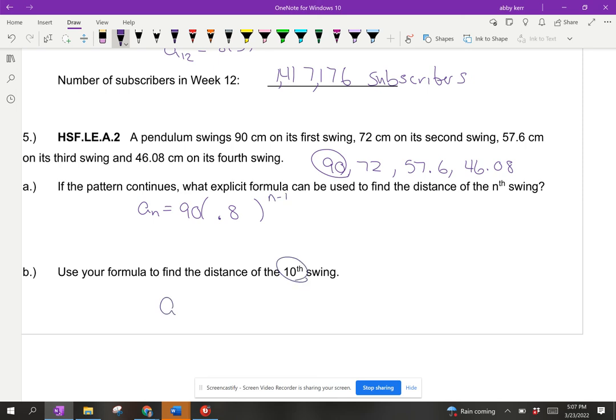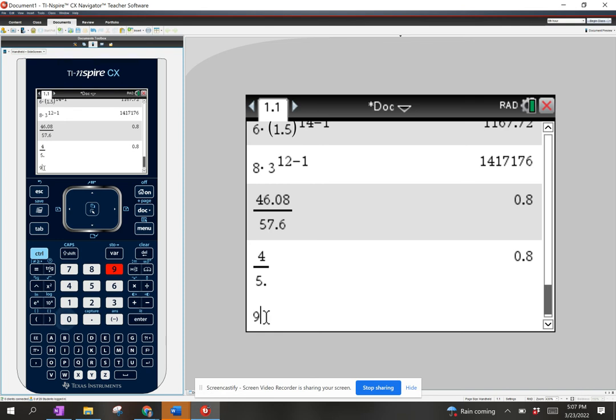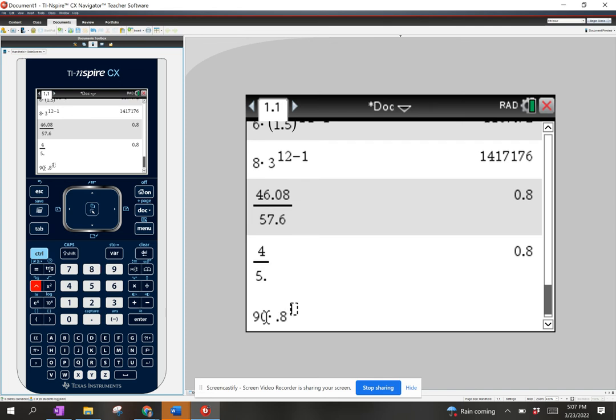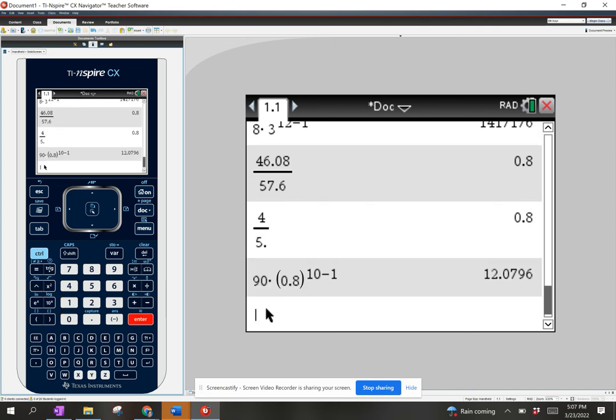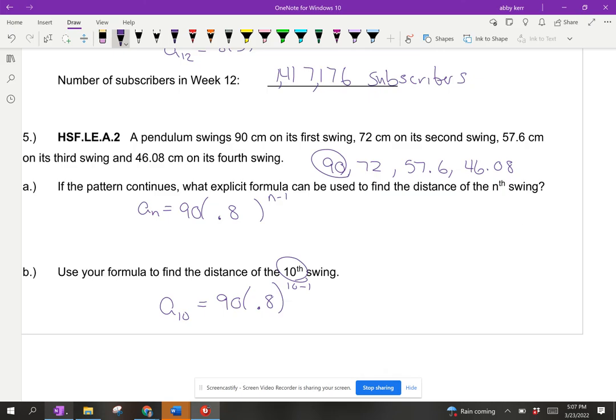So now we want to find the 10th swing of the pendulum. So we're starting at 90, 0.8, and then 10 minus 1 is in the exponent. So 90 times 0.8. And then make sure that these are in the exponent. So 12. And please don't round. Whatever your calculator says, just do the extra seconds and type it.